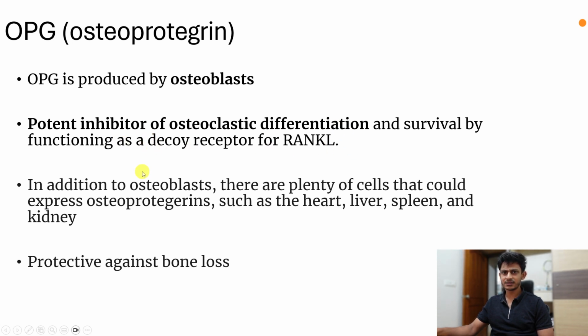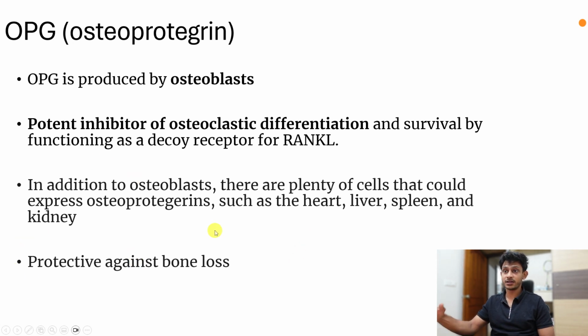So osteoprotegerin is produced by osteoblasts, is a potent inhibitor of osteoclastic differentiation, and functions as a decoy receptor for RANKL. What they mean by that is they act as a decoy, in the sense that they trick RANKL into thinking they are RANK, and it binds to them. In addition to osteoblasts, other cells also produce osteoprotegerin, such as the heart, liver, spleen, and kidney. And osteoprotegerin is protective against bone loss.